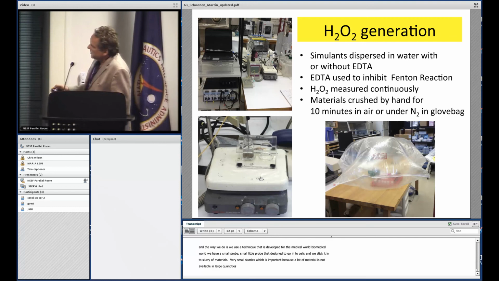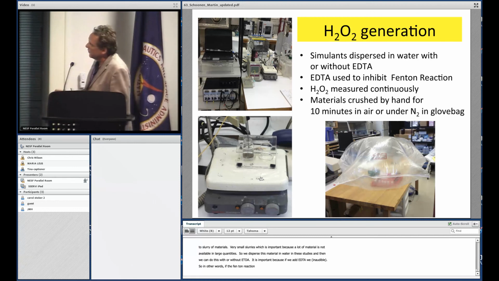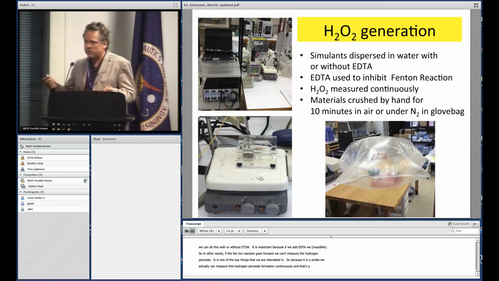So we disperse this material in water in these studies, and then we can do this with or without EDTA. Now, the EDTA is important because if we add EDTA, we arrest the Fenton reaction. In other words, if the Fenton reaction goes forward, we can't measure the hydrogen peroxide anymore. So basically, we cut off the Fenton reaction, and we can measure the amount of hydrogen peroxide, which really is one of the key things that we are interested in. So because it's a probe, we can measure this hydrogen peroxide formation continuously. And that's actually a breakthrough because until recently, we used molecular probes which give you an integrated concentration over time.